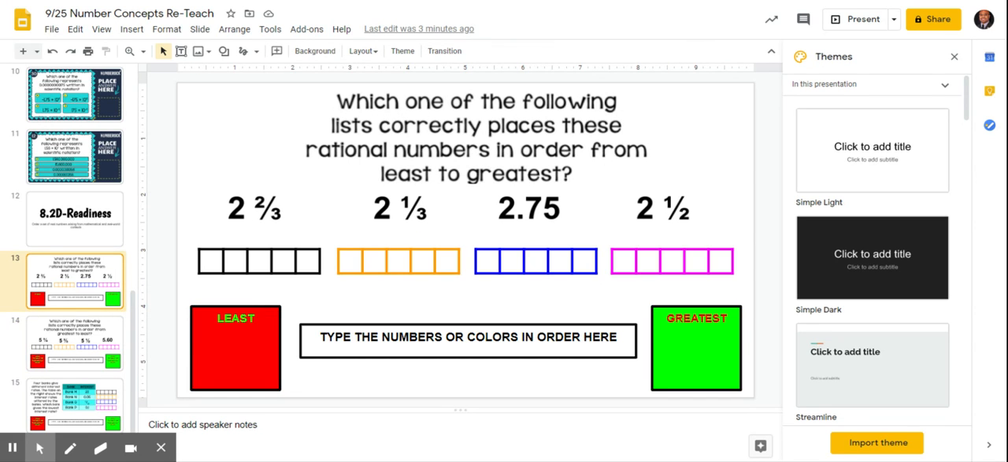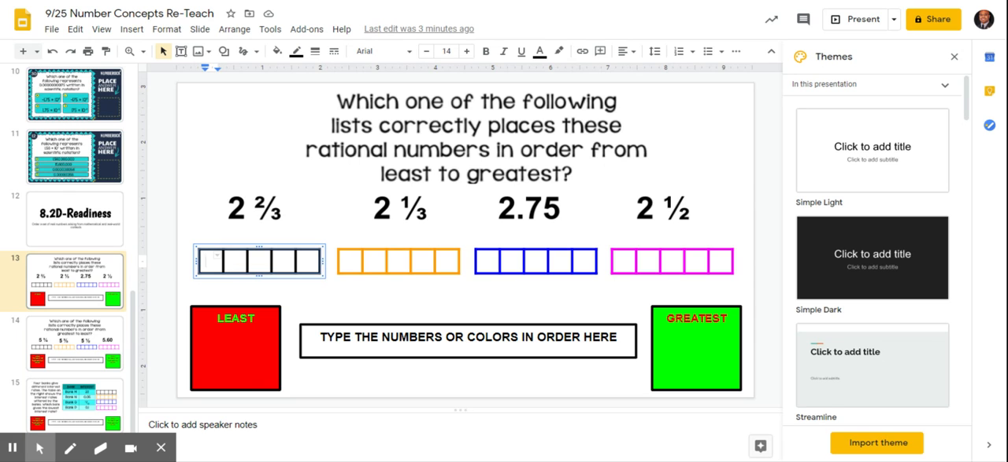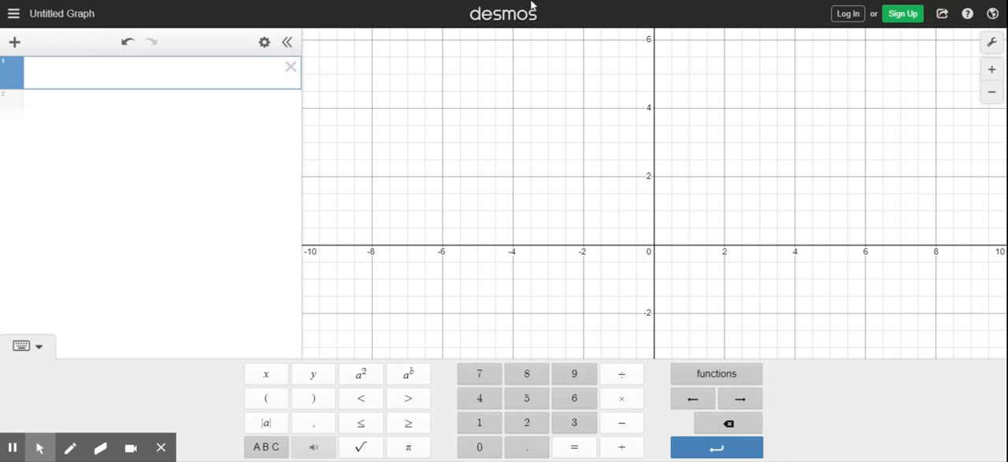So for this first one, 2 2/3, I need to convert that to a decimal. To do that, I need to use my decimals calculator. You might have noticed by now that that is a common theme throughout today's assignment, that you'll need your calculator. So here I am on decimals, and I'm going to type in 2 divided by 3, which creates 0.6 repeating.